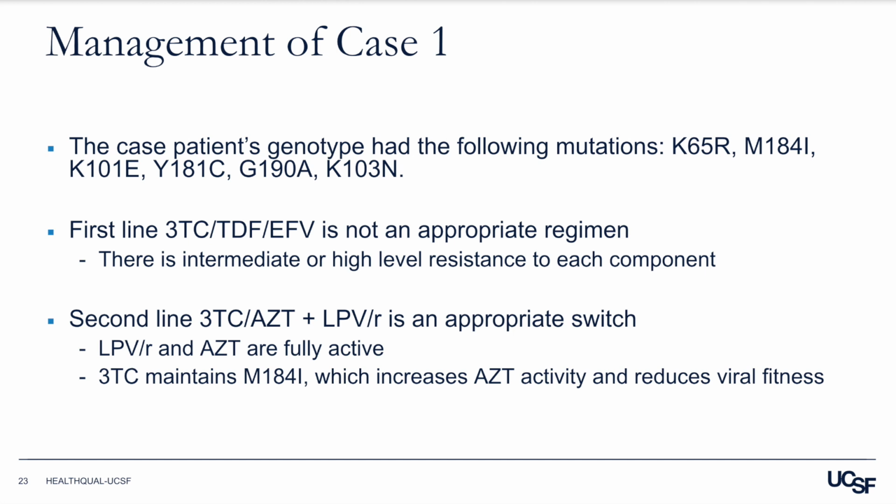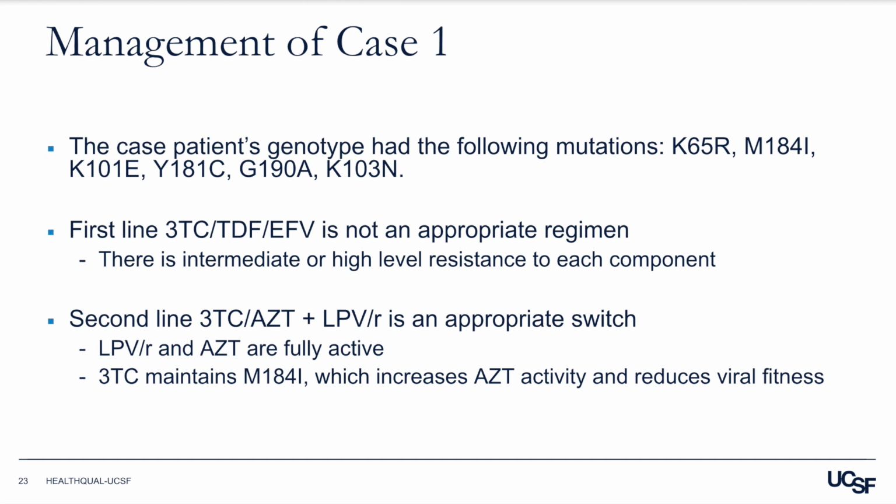All right, so we're almost done here. Moving on to talking more about the management here. This is just to summarize what we've been talking about so far. So the first line regimen is not an appropriate regimen anymore because there's intermediate or high level resistance to each component of that regimen. In contrast, the second line regimen to which he was switched is an appropriate regimen now because the lopinavir, ritonavir, and the zidovudine are fully active.